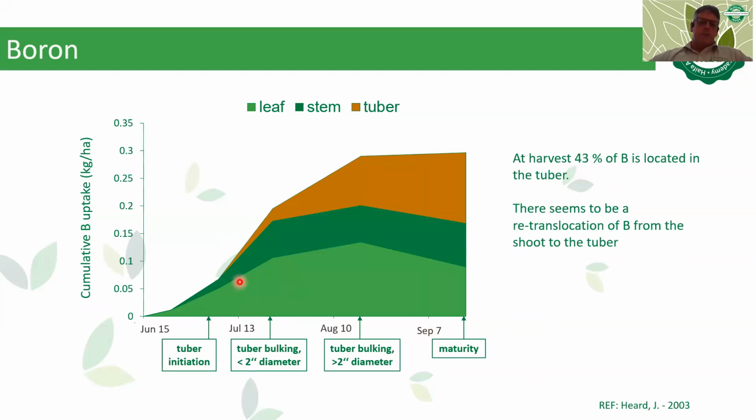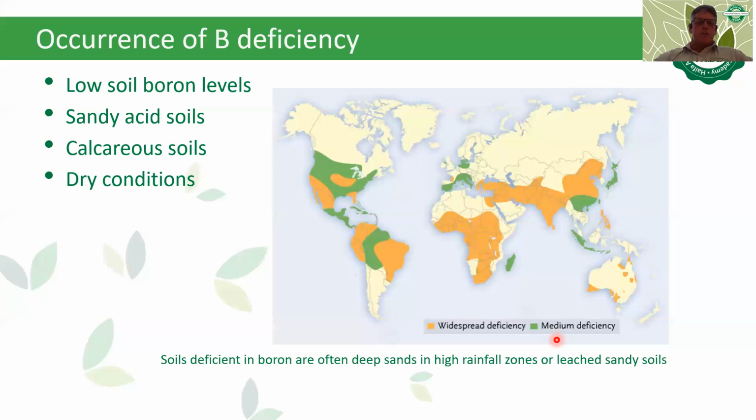You can also see the uptake. You can see leaves and the stems take up most of it, and then when you go to your bulking phase, you can see that the boron starts being translocated to some degree according to this data that was generated. If we look at boron deficiency across the world, you can see the high rainfall areas where you have very highly leached sandy soils are usually deficient in boron and need it applied. So keep that in mind. If that is your area, it's something that you should be looking at.